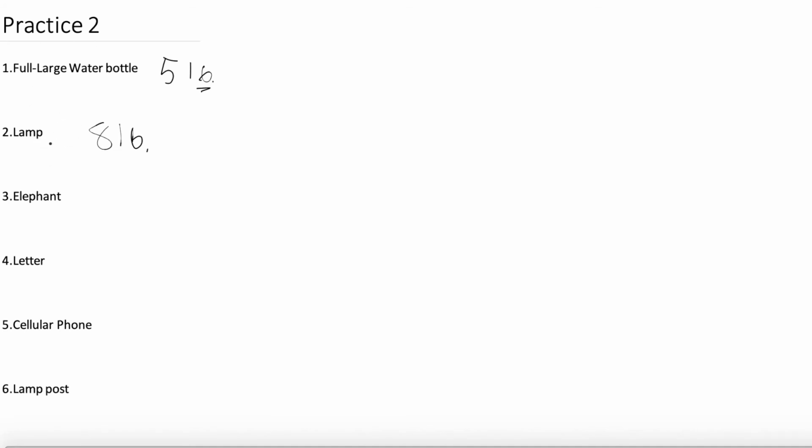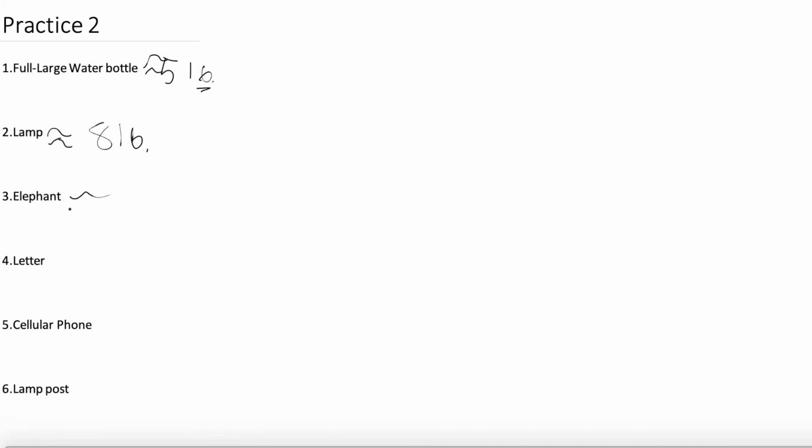Oh, I should just use the squiggly sign. The squiggly version of this means about. I can't really draw it all that well, but it means about. So whenever you see that, it means it's an estimate.